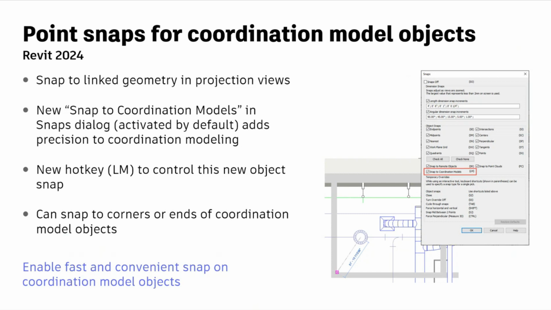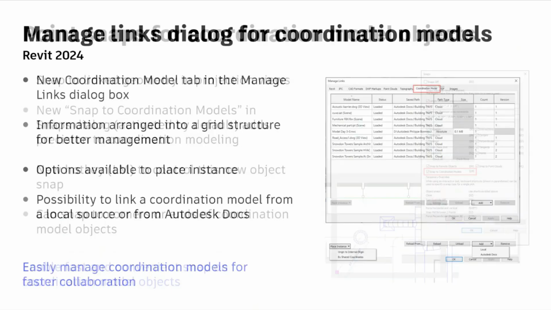This is controlled by the new snap to coordination models option located in the snaps dialog box. For example, if you need to use the measure tool to get a distance between one object and the other, you can do this between the hosted object, the linked object, and the current Revit project. This is really going to help with your coordination modeling process.